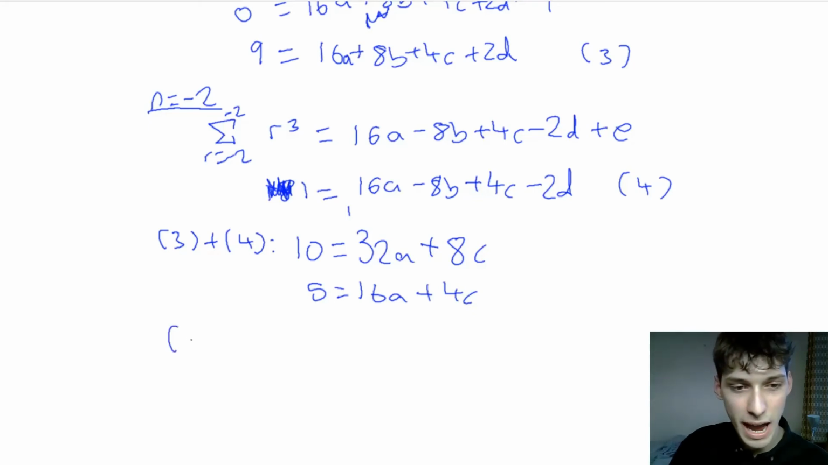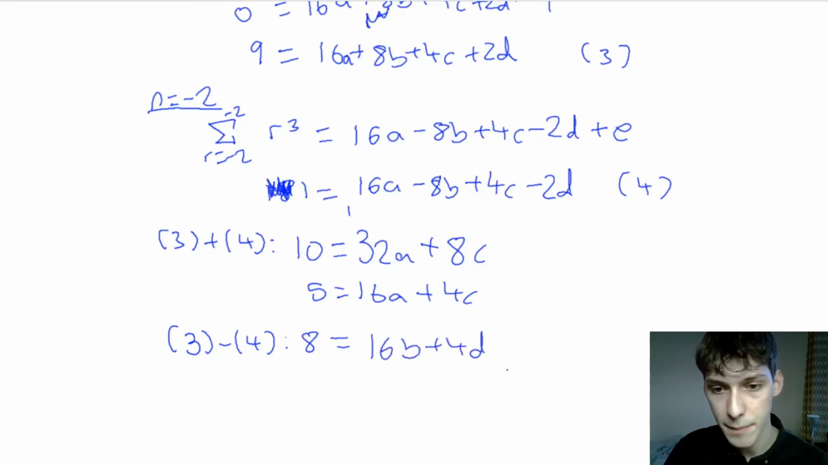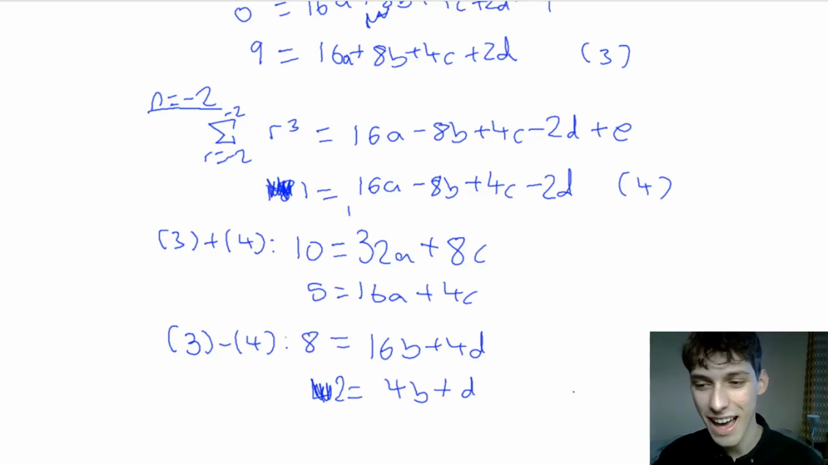And finally, we have 3 minus 4. Gives the left hand side as being an 8. And the right hand side, the a's and the c's are going to cancel this time, and we have 16b plus 4d. And again, we can simplify that by dividing the whole thing by 4 to get 2 is equal to 4b plus d. Okay, so we're slowly getting there.